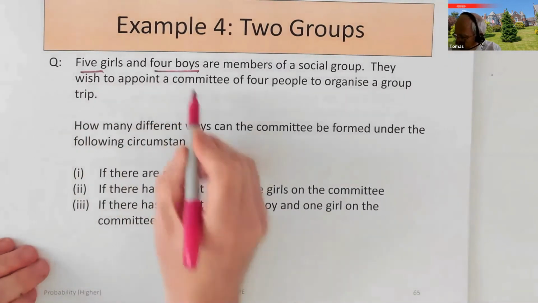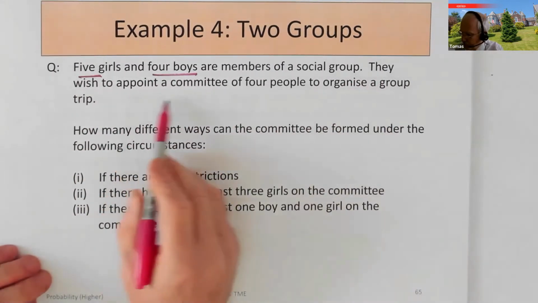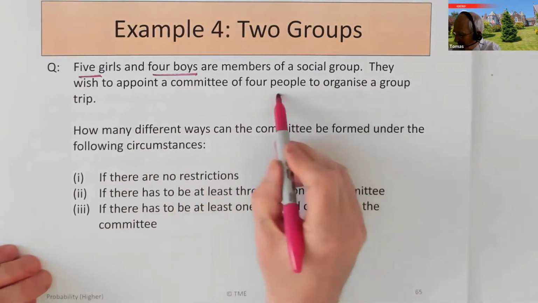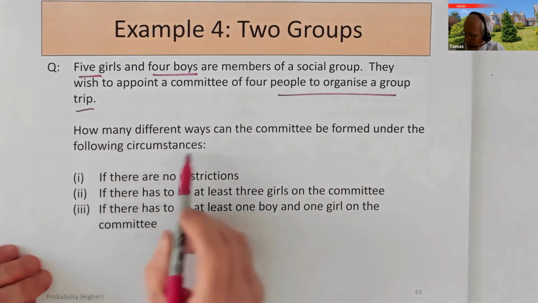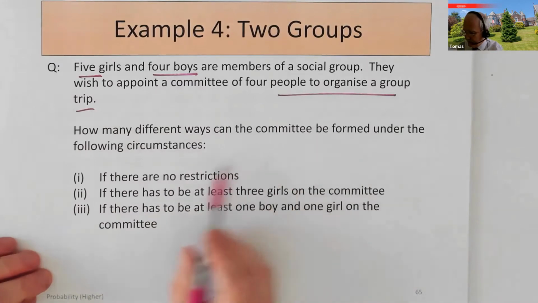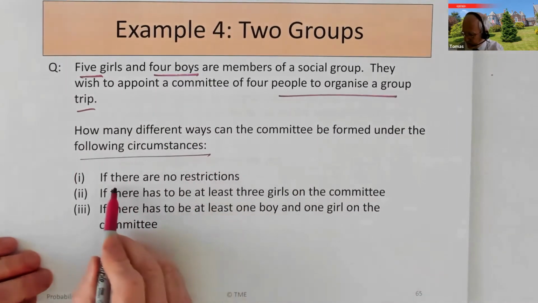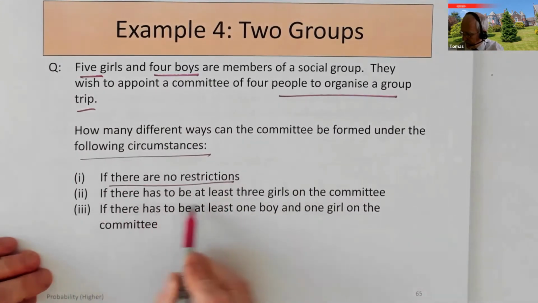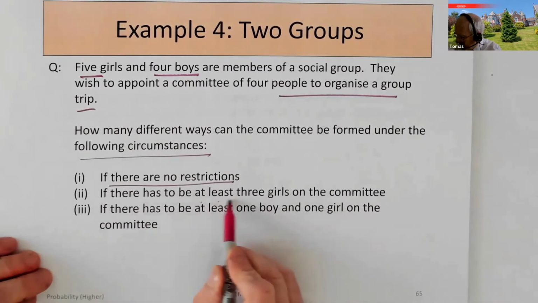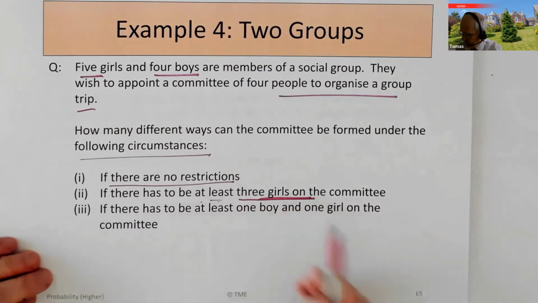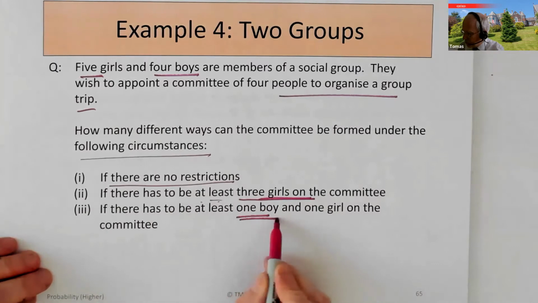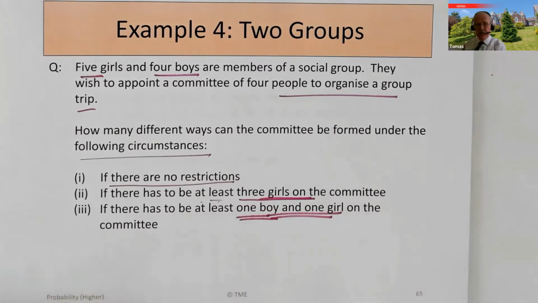5 girls and 4 boys are members of a social group. They wish to appoint a committee of 4 people to organise a group. How many different ways can the committee be formed under the following circumstances? If there are no restrictions, if there has to be at least 3 girls on the committee, or if there has to be at least 1 boy and 1 girl on the committee.